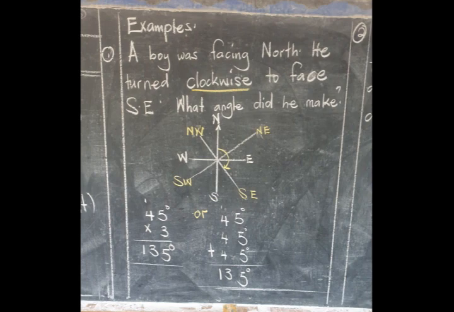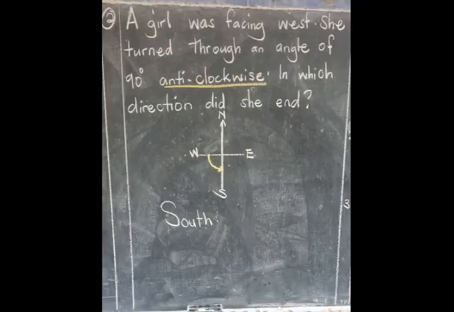If not done using multiplication, somebody can even do the same question using addition. Please add 45 degrees plus 45 degrees plus 45 degrees. When we add the 3, we shall also get the same angle, which is 135 degrees. So we go to question number 2.